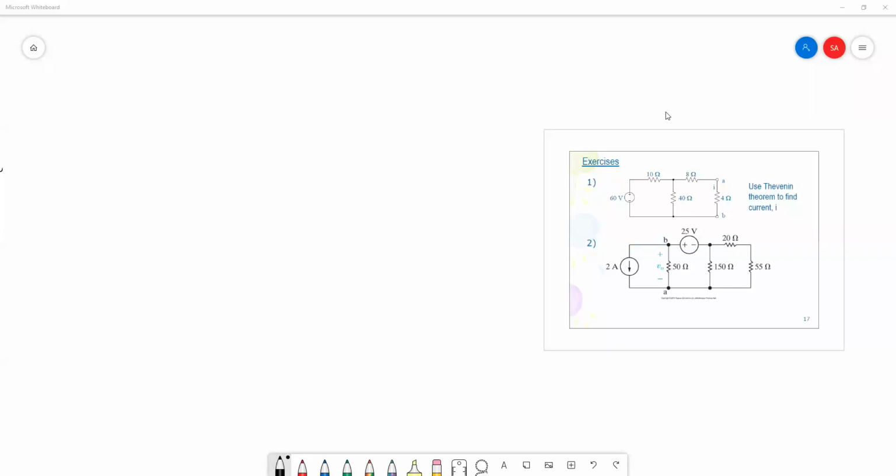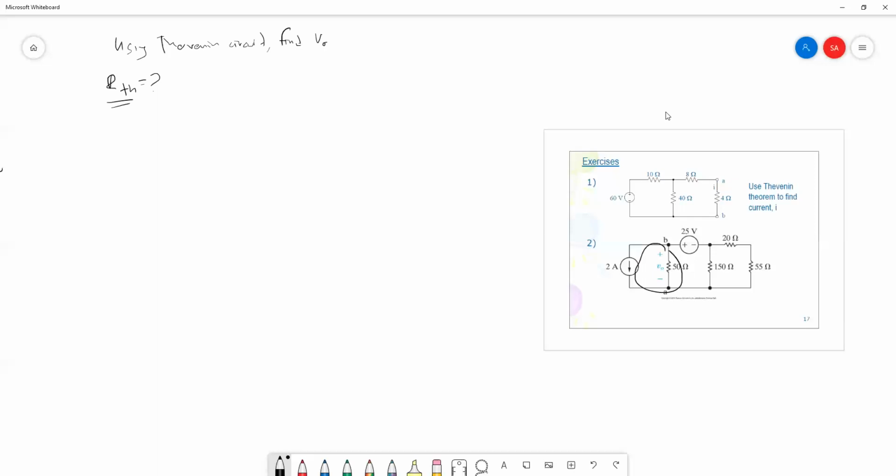Okay, right now we will continue on exercise number 2. So still using the Thevenin to get this V out. Okay, so using the Thevenin circuit, find V out. So the first step is actually to get RTH.